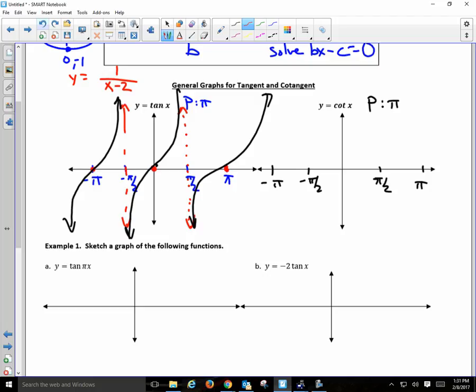So for example, at 0, tangent is 0. What is the reciprocal of 0? Undefined, right? Because 0 would be 0 over 1. The reciprocal of that is 1 over 0. So you can see that 0 and undefined are reciprocals of each other. So therefore, because tangent is 0 here, cotangent will be undefined at that spot. Where else is tangent equal to 0? Pi. So cotangent will be undefined at pi.